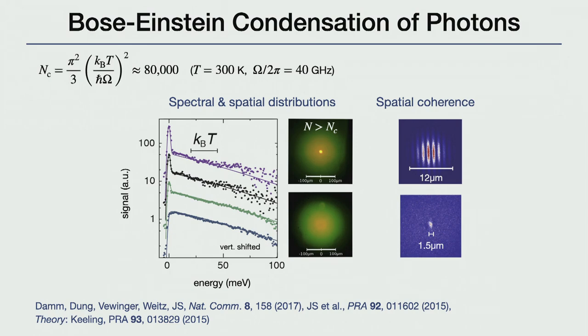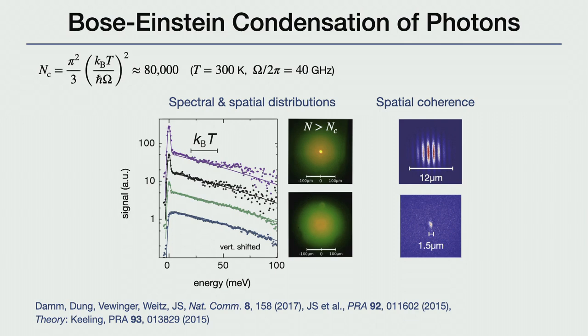Now, for the system, Bose-Einstein condensation has been observed quite some time ago already, and the condensation occurs at a critical particle number of a convenient number of 80,000 photons, something that is very familiar when talking about cold atom systems. Here, however, it's at room temperature, and this number is so large because the trapping frequency is also extremely large. So it's 40 gigahertz as compared to the usually kilohertz regimes with cold atoms.